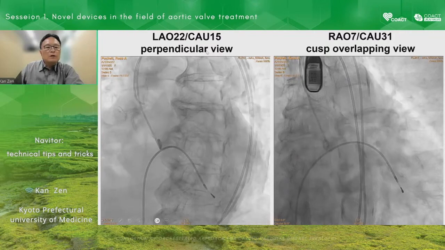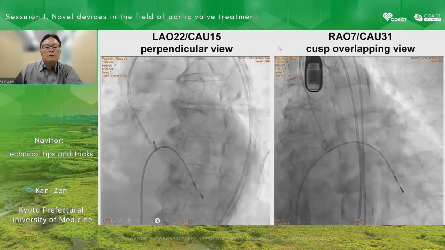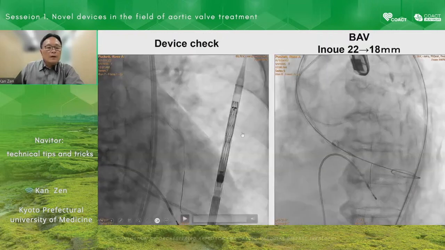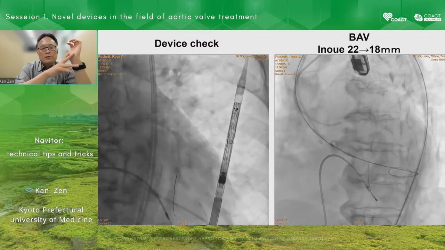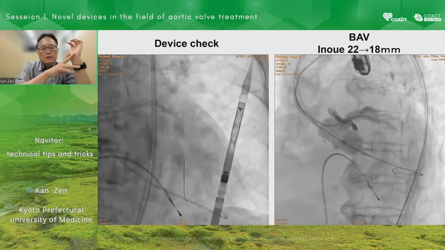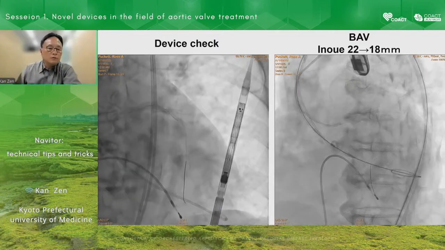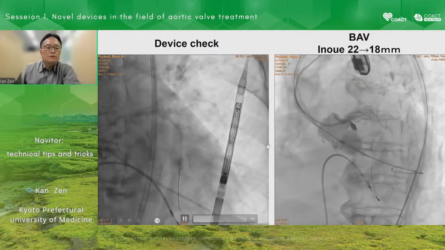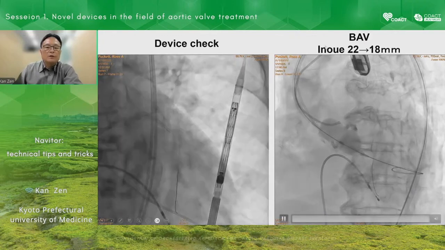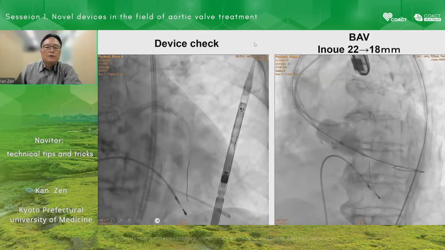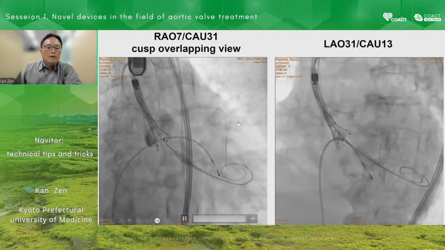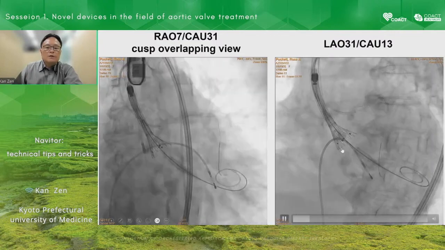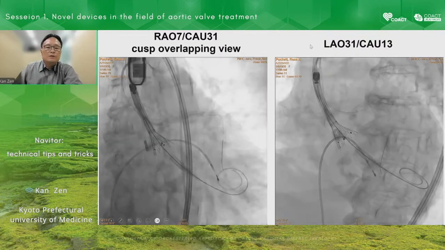This is the popular perpendicular view and the passive wrapping view. Due to the relatively low takeoff of the left coronary artery, I also made a coronary protection system. After checking the device, I used an 80 mm balance plate. Using the cusp overlapping view, I adjust the valve tips at 3 mm.